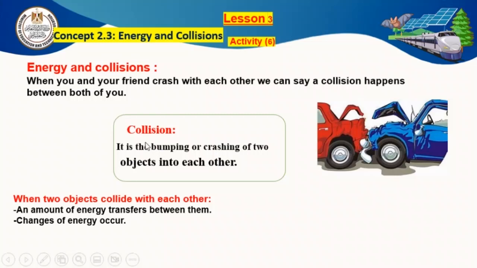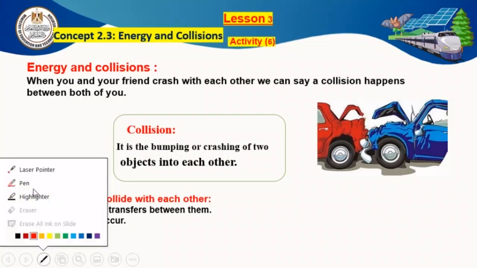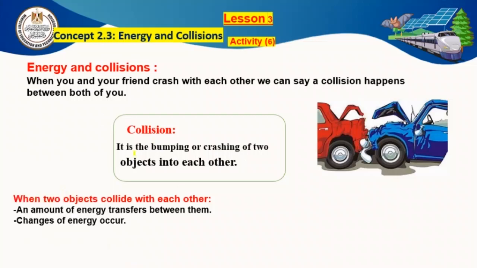Okay, so what is meant by collision? It is the bumping or crashing of two objects into each other. When two objects collide with each other, what happens? An amount of energy transfers between them, number one. What else? Change of energy occurs. How? The kinetic energy changes into heat energy or thermal energy and sound energy also.